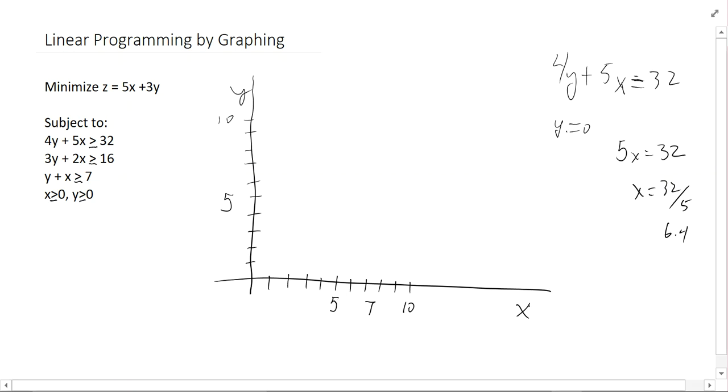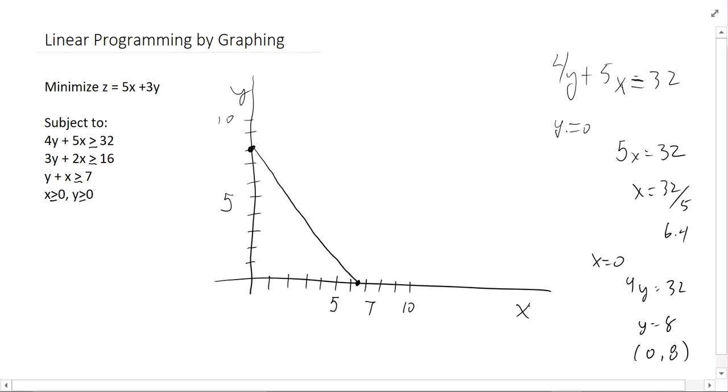So on the x-axis I'm going to have an intercept at about 6.4, right about in that location. And for that same line, if x is 0, we're looking at 4y equals 32, so y equals 8, so the y-intercept would be the point (0, 8). I'm going to cross the y-axis here at 8, and then draw a line connecting those two as best I can.